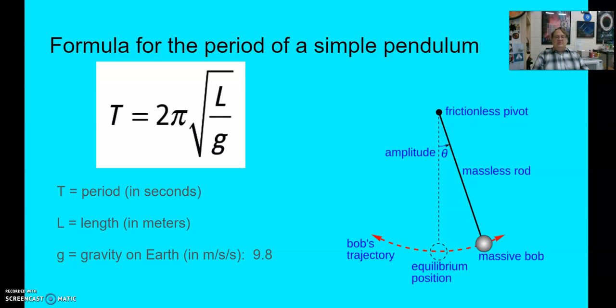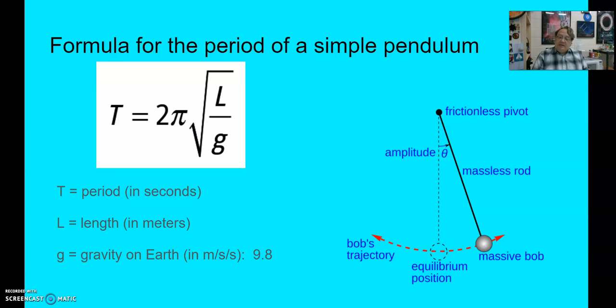2 and pi are numbers. They're constants. 2 is just 2. Pi is 3.14159. We usually just cut it off at 3.14. Now, the symbol that you see there is a square root, which is the opposite of squared. You can do that on a calculator. Use the square root button. It's usually second x squared.